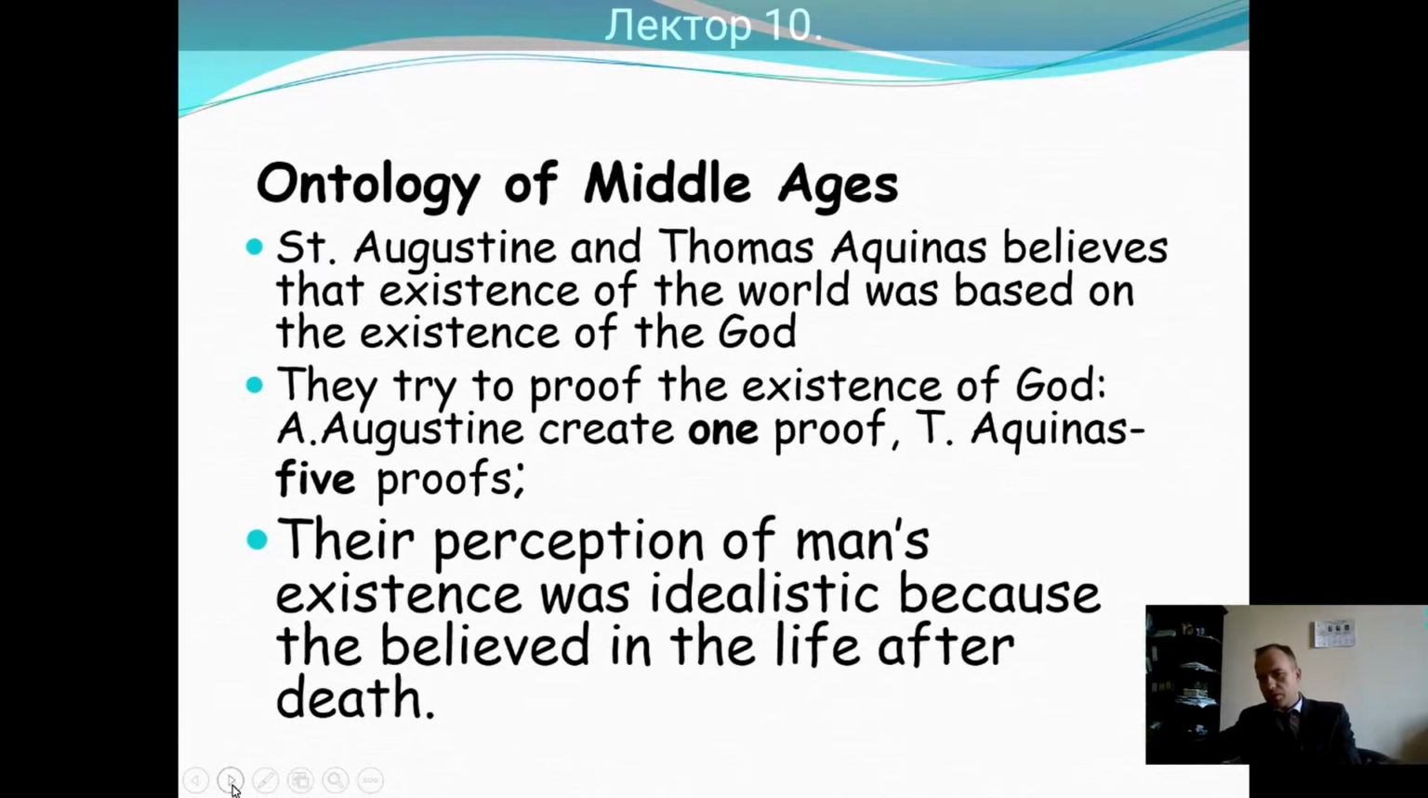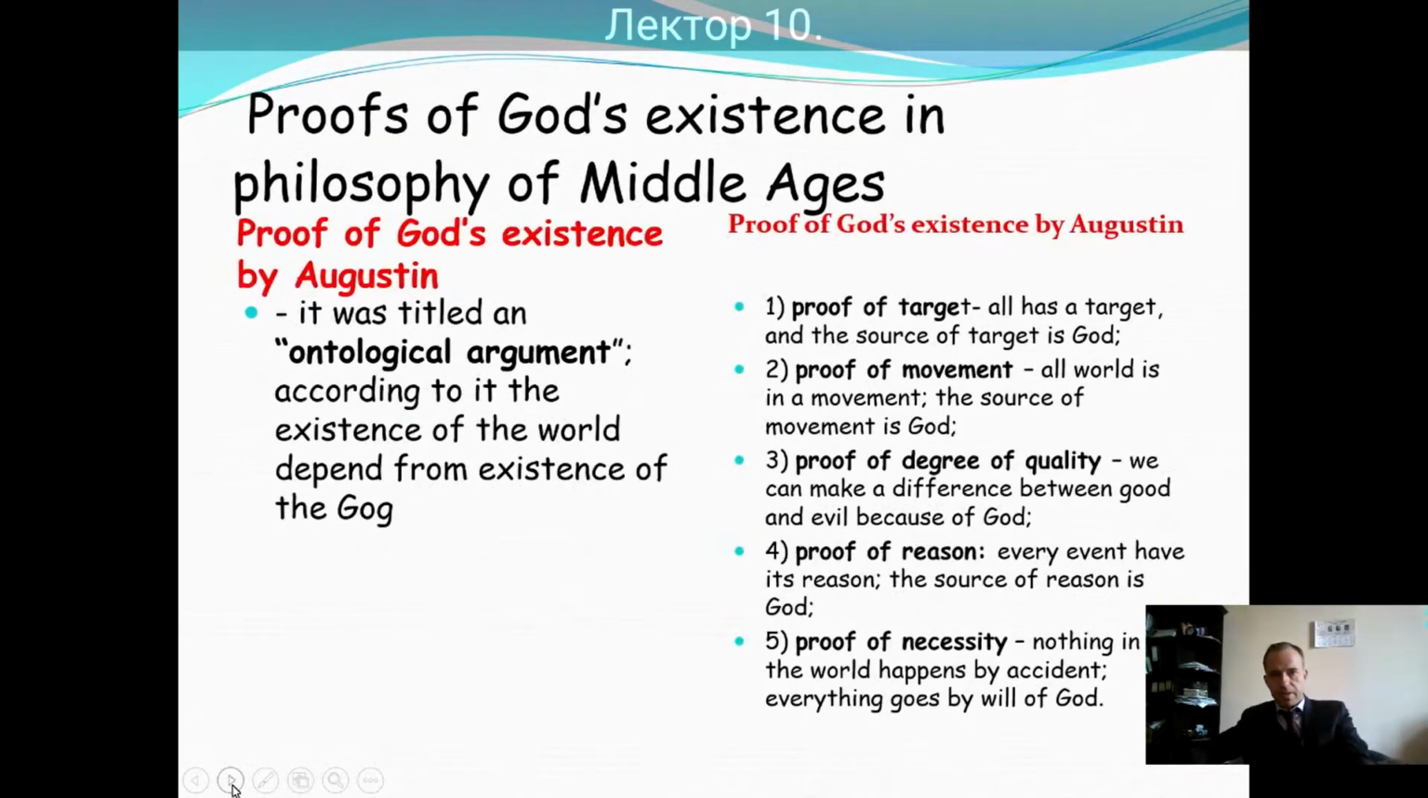Now I will try to tell you about the proofs of God's existence in brief. Please pay attention to the screen. Aurelius Augustine created only one proof of God's existence. It was titled the Ontological Argument. According to it, the existence of the world depends on the existence of God. If there is no God, there is no world. That was the opinion of Aurelius Augustine. It was a very simple proof of God's existence, but we can say, and it will be right, that this is not a formal proof, but a form of dogma. Okay.